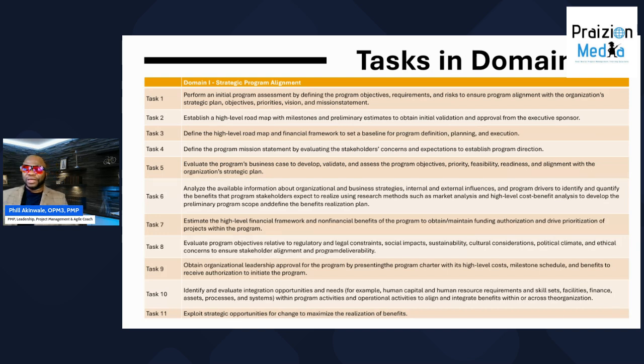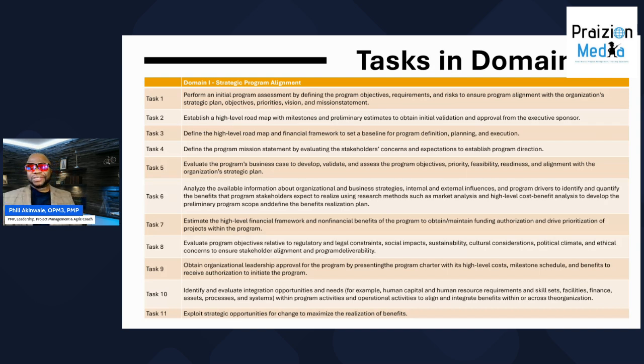Task five, evaluate the program's business case, the why behind the program, so that you can develop, validate, and assess the objectives, priority, feasibility, readiness, and alignment with the organization's strategic plan. Task six, analyze the available information about the organizational and business strategies, internal and external influences, and program drivers so that you can quantify the benefits that program stakeholders expect to realize. We also socialize the idea of a benefits realization plan.